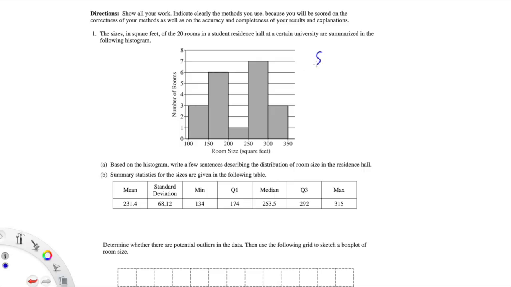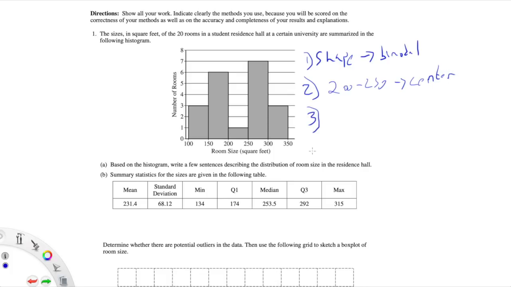The shape, as you may have guessed, is going to be bimodal. I'm not going to write the whole sentences here because it's tough to write on the computer. You could give more details, saying, for example, the 2 peaks are concentrated from 100 to 200 and from 250 to 350. So that's going to be the shape. The center is obviously going to be between 200 and 250. That's pretty clear based on the data.